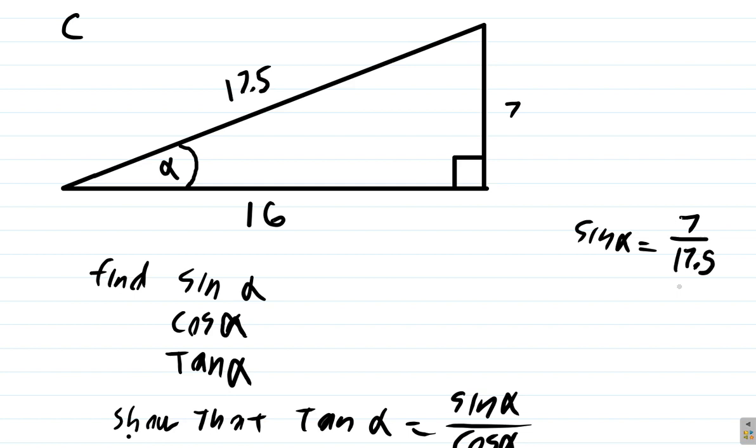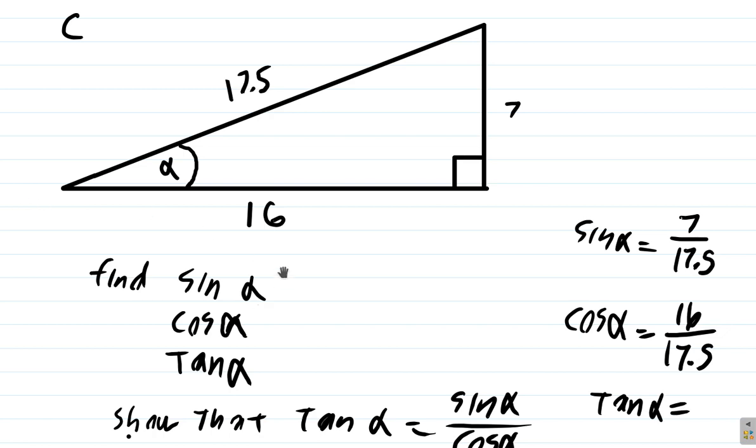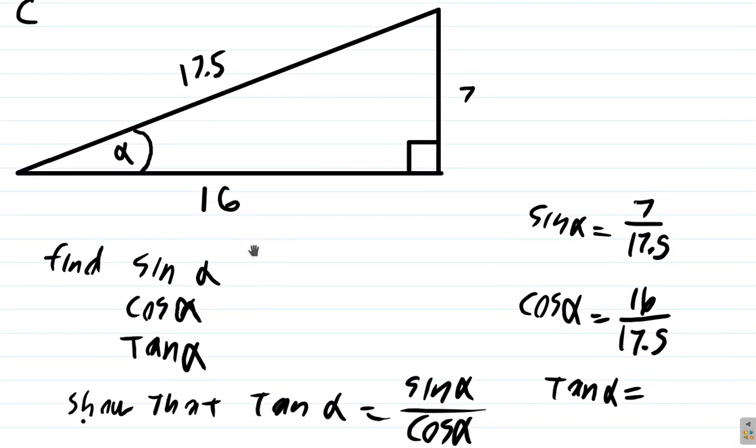What about cos alpha? Cos alpha is adjacent, which is 16 over the hypotenuse 17.5. And what about the tan of alpha? Tan is opposite over adjacent, so it's 7, the opposite side, over the adjacent side 16. So that's what you would have.